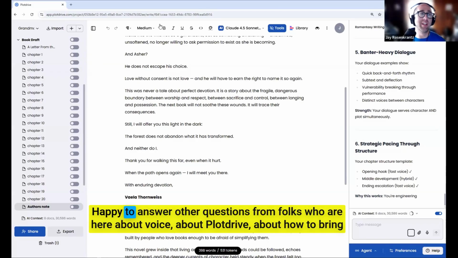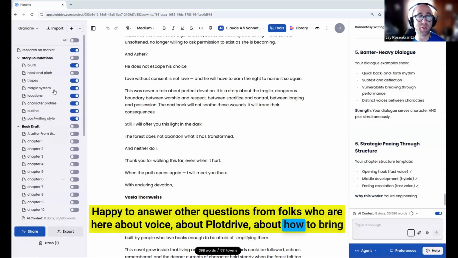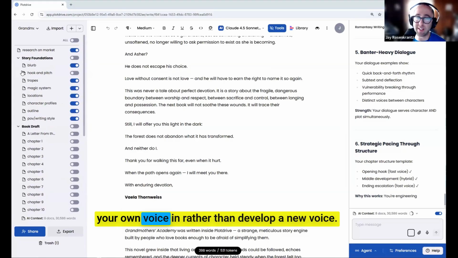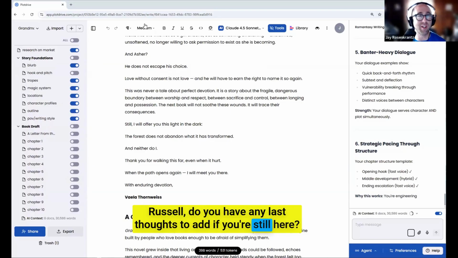Happy to answer other questions from folks who are here about voice, about Plotdrive, about how to bring your own voice in rather than develop a new voice. Russell, do you have any last thoughts to add if you're still here?